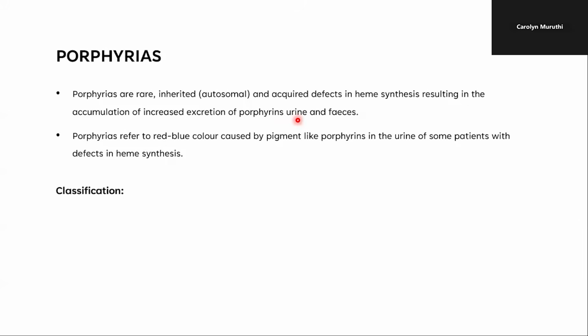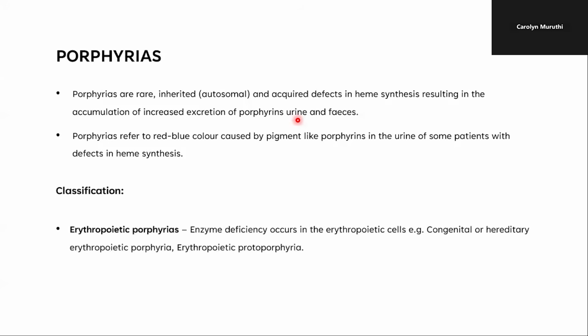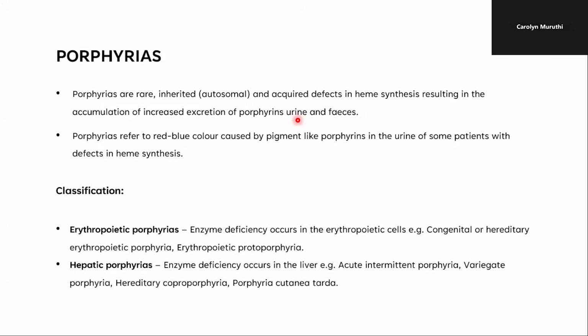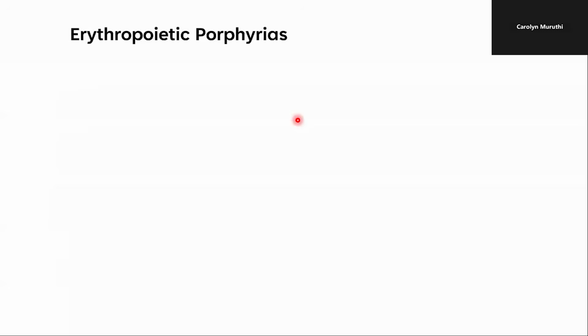When we classify porphyrias, we often do so based on the primary site of expression of the enzyme defect. Broadly, they fall into two categories. We have the erythropoietic porphyrias, where the defect is in the bone marrow, and we have the hepatic porphyrias, where we have enzyme deficiency occurring in the liver. Let's start with the erythropoietic porphyrias.